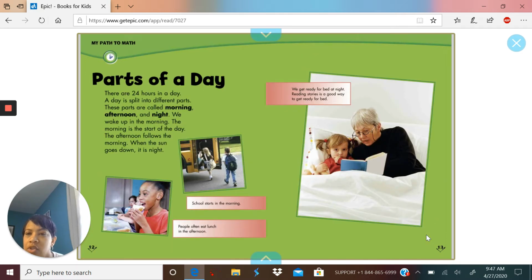Parts of a day. There are 24 hours in a day. A day is split into different parts. These parts are called morning, afternoon, and night. We wake up in the morning. The morning is the start of the day. The afternoon follows the morning. When the sun goes down, it's night. School starts in the morning. People often eat lunch in the afternoon, and we get ready for bed at night. Reading stories is a good way to get ready for bed.